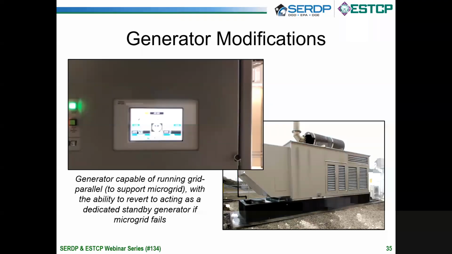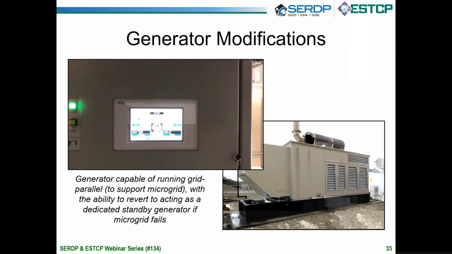So this was a key feature that we thought was clever about this design, is that by simply modifying the controller on the transfer switch and putting in a new governor and reprogramming the speed controller on the generator, we were able to upgrade that generator to be able to provide parallel operation without taking away any of its capabilities to provide dedicated standby power to the building.